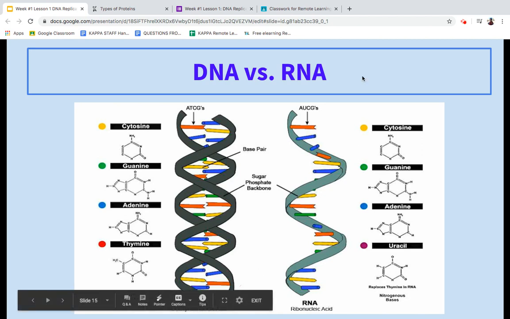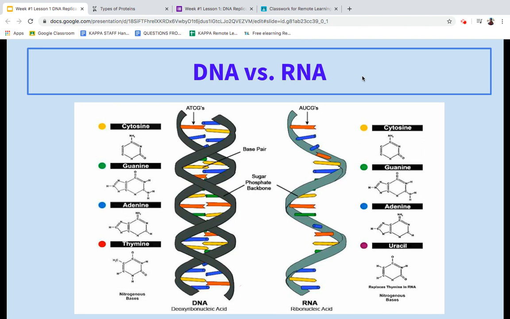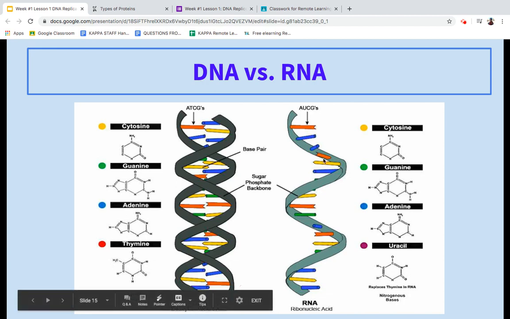What else do you notice? The bases on RNA are a little different. So they both have cytosine, C, they both have guanine, they both have adenine, but RNA has something called uracil, while DNA has a base called thymine.